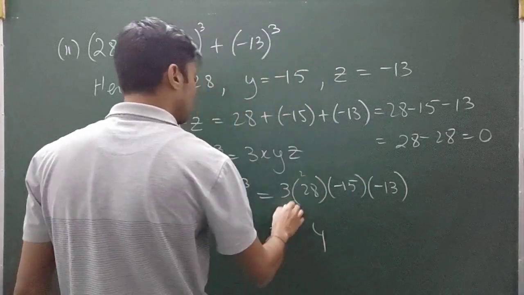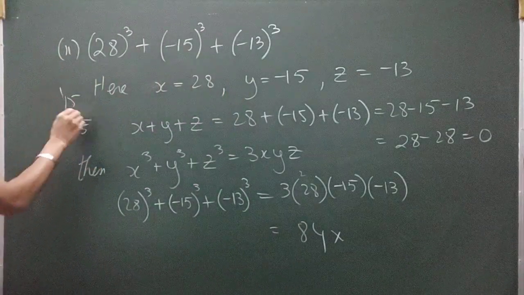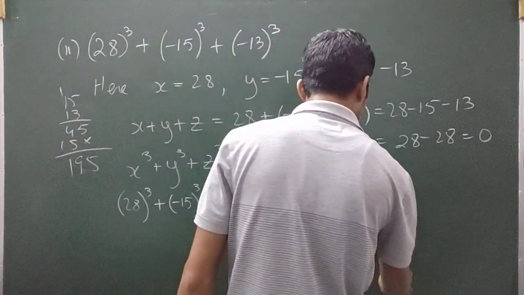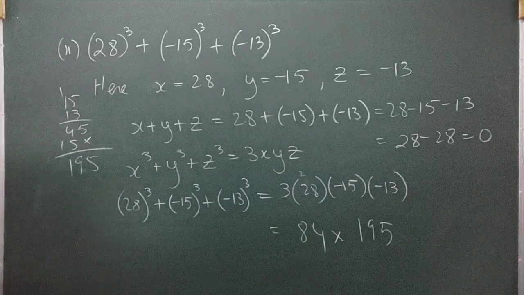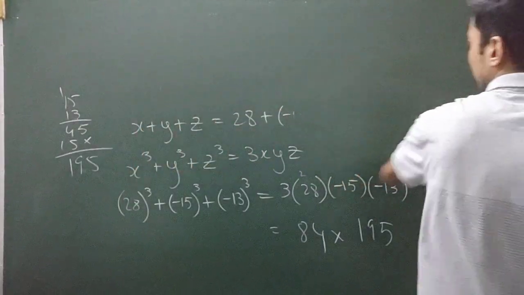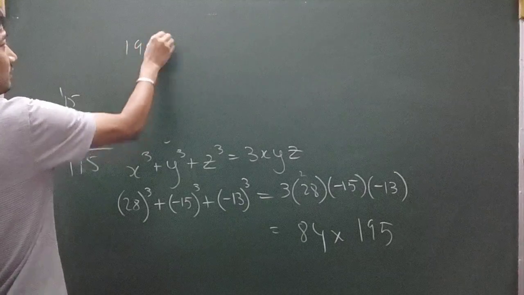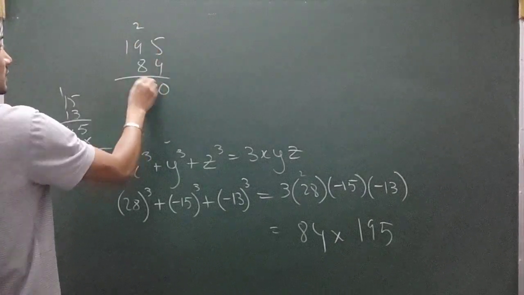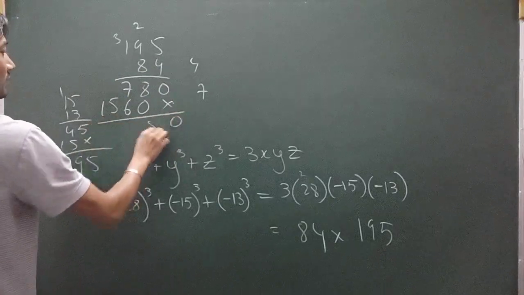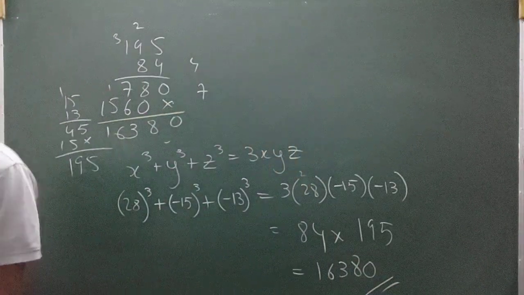So 3 eights are 24, 2 left, 3 twos are 6, 7, 8, 84, into 15 into 13. How much is 15 into 13? That's 195. Minus into minus is plus, so minus 15 into minus 13 is 195 plus. So 195 into 84. Calculating that, that's going to be 16380. 16380. Bingo.